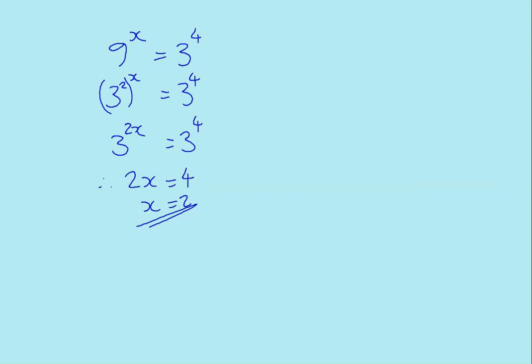Let's have a look at a slightly better one. Let's go 9 to the x is 27. Oh, let's do x plus 1, why not? Now, hopefully I just paused that. So 9, well, I can't raise 9 to anything and get 27. That's not quite true, but I'm thinking of an integer value. So I'm going to have to change both of them.